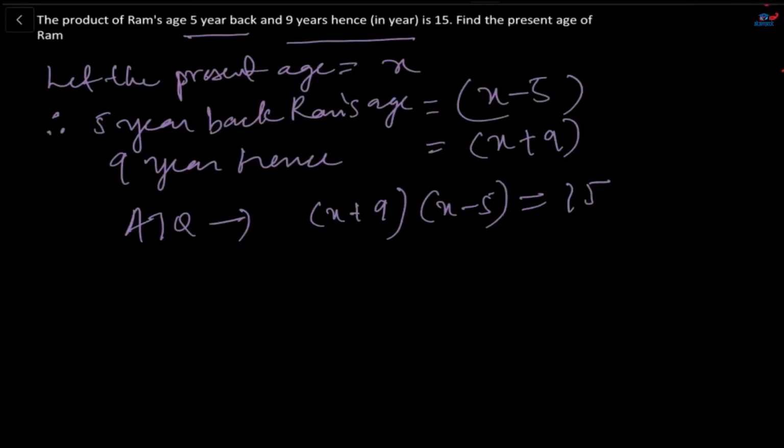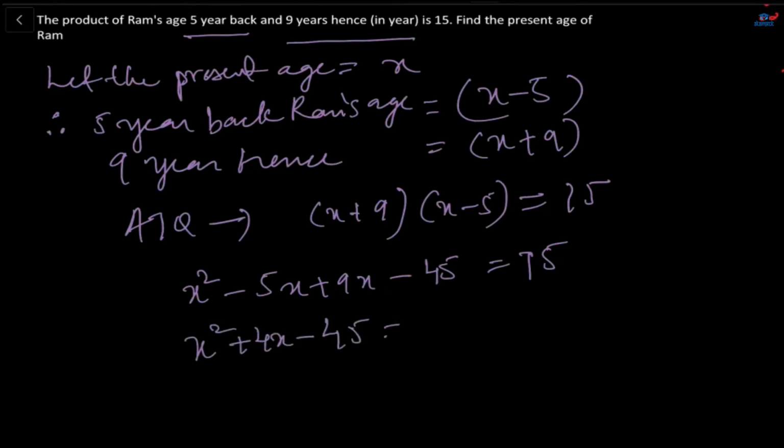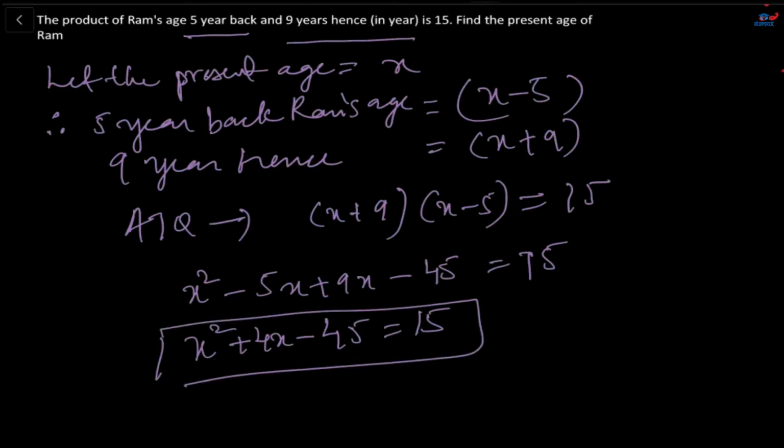Now we are going to multiply. So x square minus 5x plus 9x minus 45 is equal to 15. So it will be x square plus 4x minus 45 is equal to 15. After this, you can solve the equation by any method, the quadratic formula or middle term splitting, and get the answer.